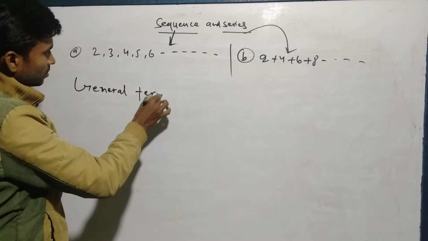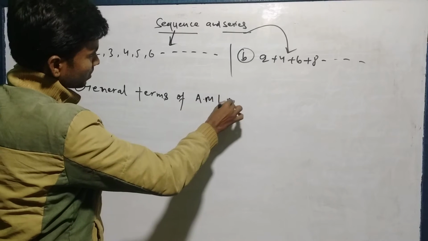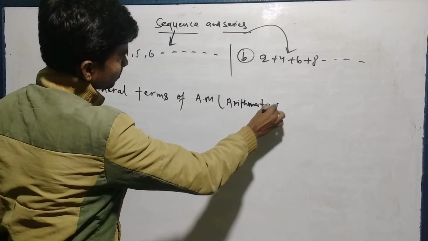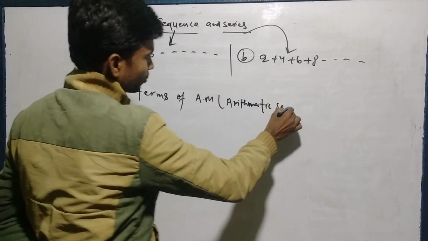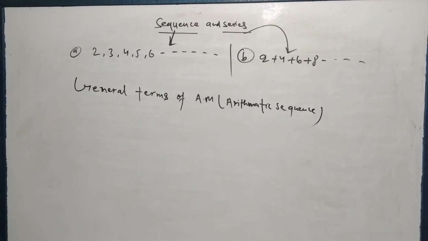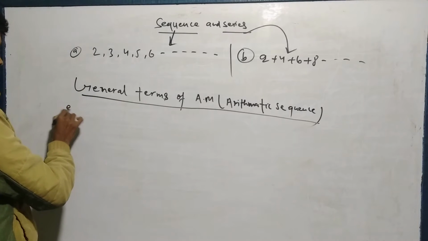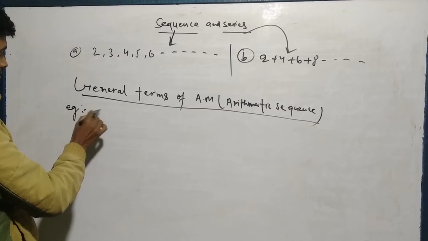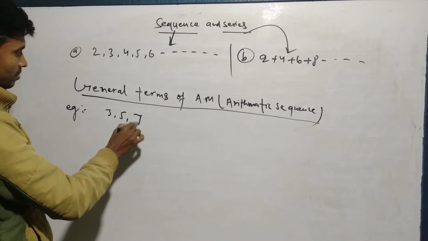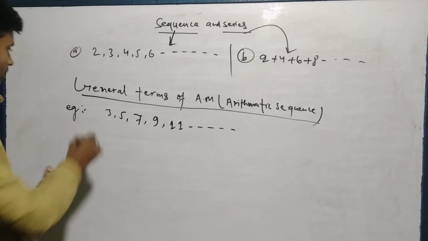General term of AM, it means arithmetic sequence. How can you find the general term of arithmetic sequence? First of all, suppose I give one example of a sequence: 3, 5, 7, 9, 11, etc. It is one example of a sequence.